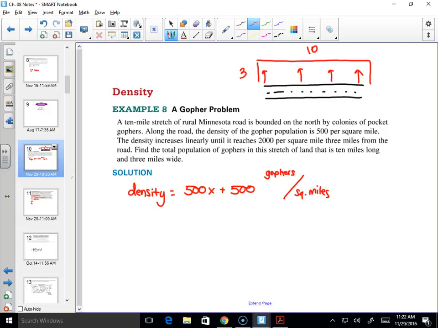Don't we want to take infinitesimally thin strips and figure out how many gophers are on that strip, and how many gophers are on that strip, and so on? We can't accumulate gophers unless we can make them infinitesimally thin. So we need to integrate. So density is another way of solving for the amount, the population, for a certain density equation. It's another application of integration.